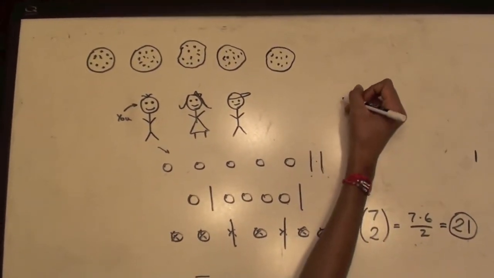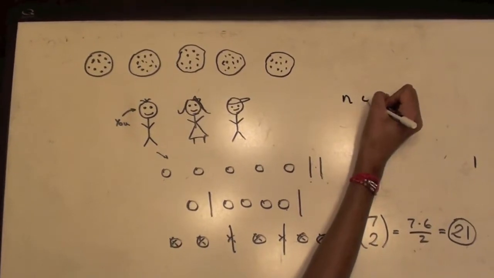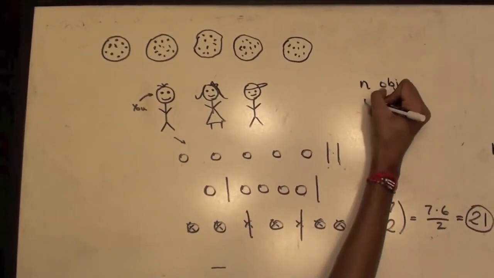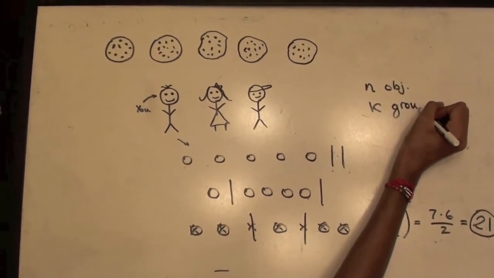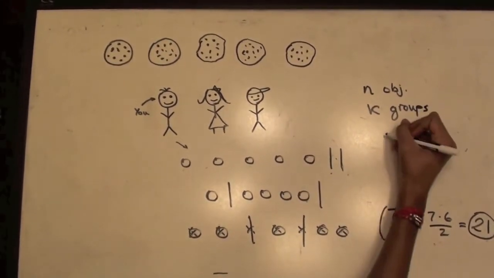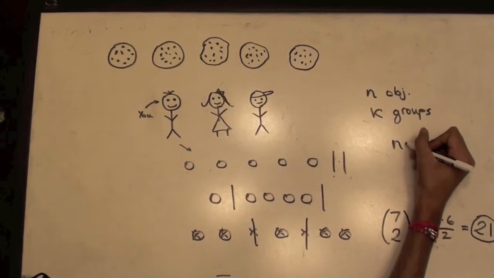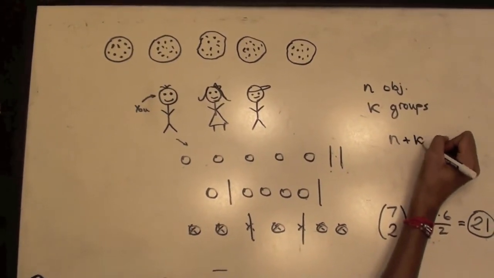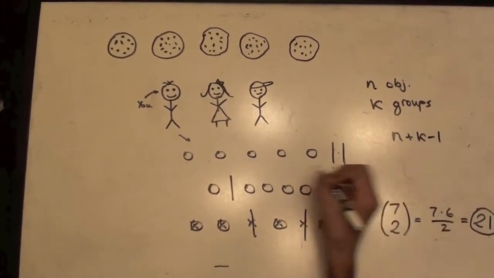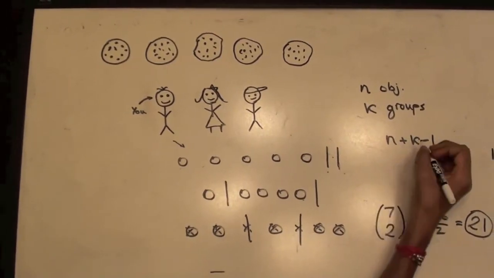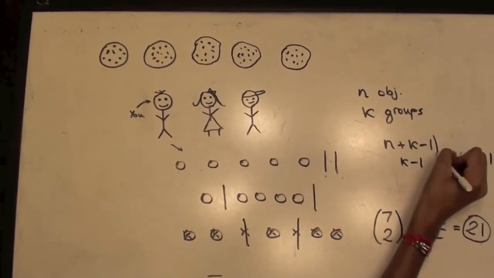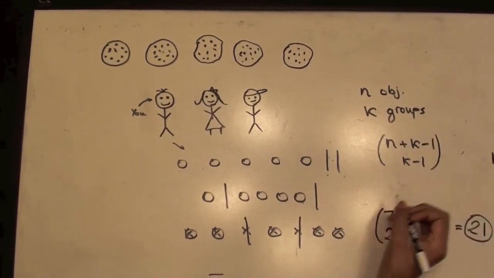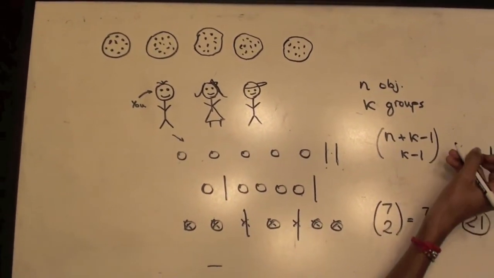More generally, if we have n objects and k groups we're dividing the objects into, then we have a total of n plus k minus 1 of these random objects, and we're choosing k minus 1 of them to be bars so that they're divided into k compartments.